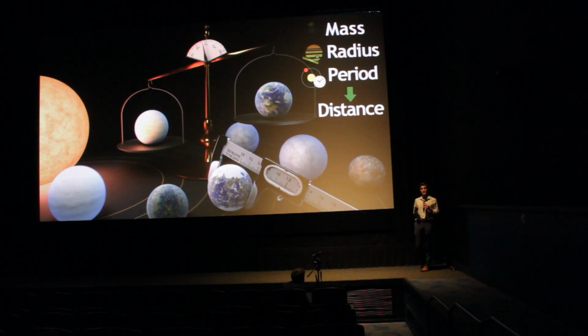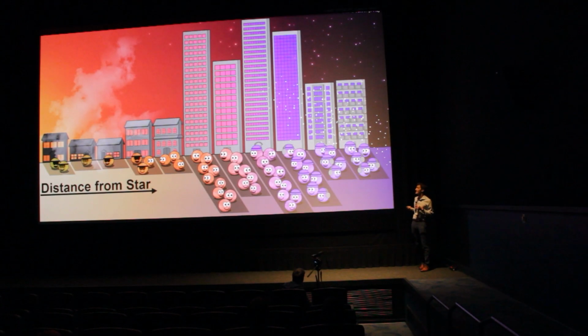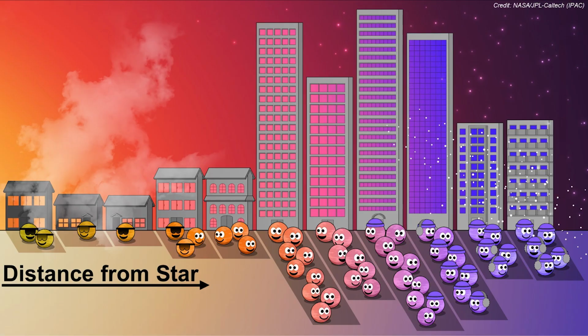The orbital period of a planet is also a very powerful characterization tool for understanding exoplanets, because by having the period, or the time it takes a planet to go around or orbit its star, we can directly understand its distance. And the distance is powerful for a couple of reasons. The first of which being temperature. The closer a planet is to its star, the hotter it's going to be. The further away a planet is from its star, the colder it's going to be.